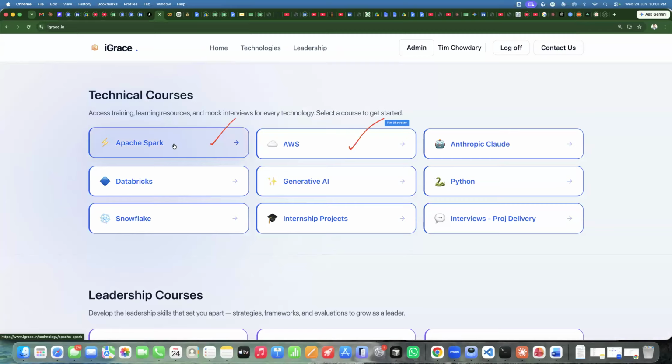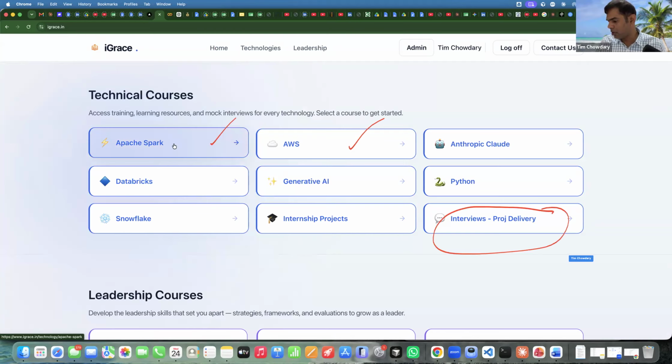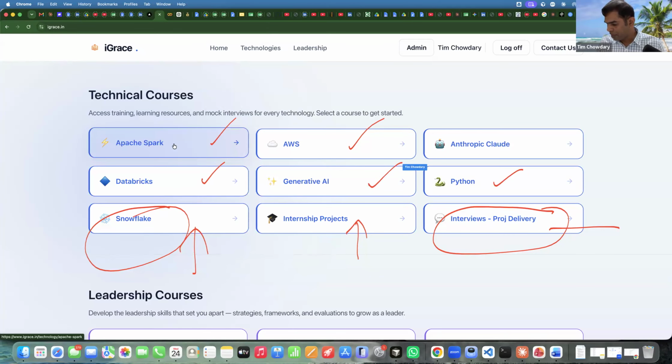What are the courses here relevant to us? Are all these going to be included in the current FDE track? Not all of them. For example, interviews project delivery is not included. Internship project is not included. Snowflake is actually not included because we are giving Databricks plus Python and generative AI. 1, 2, 3, 4, 5.